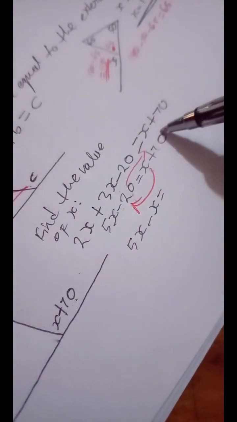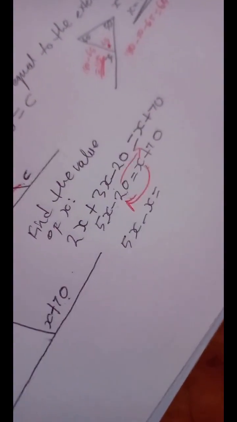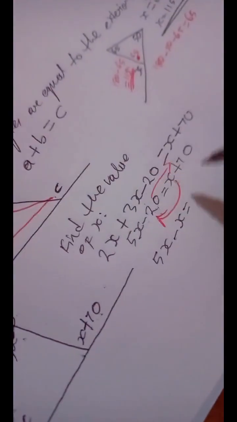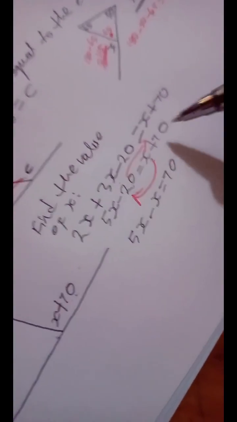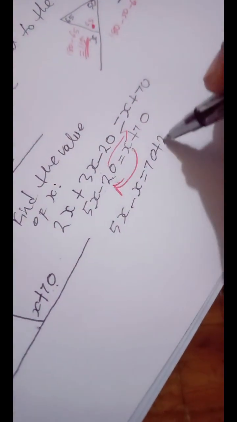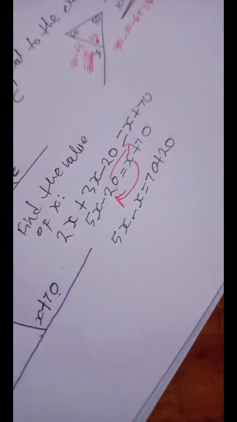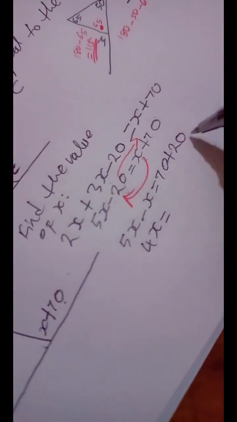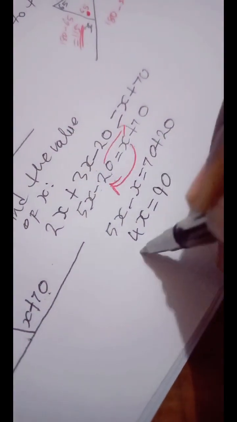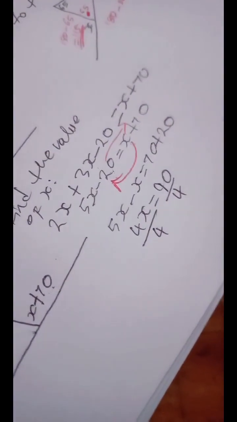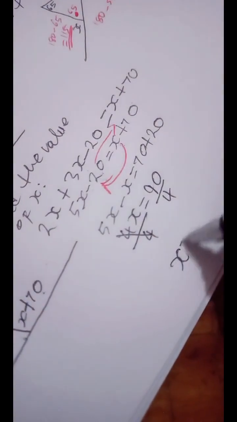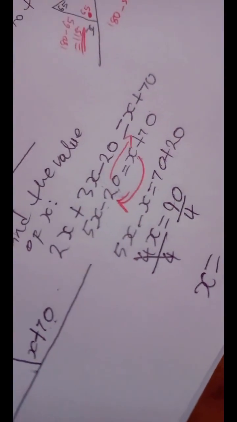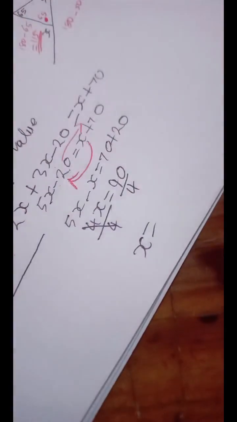Negative 20 is going to change the sign when it comes to the other side, right? So it's going to be 70 plus 20, right? So 4x is equal to 70 plus 20, 90. Divided by 4, divided by 4. X is equal to 90 divided by 4 gives us 22.5.